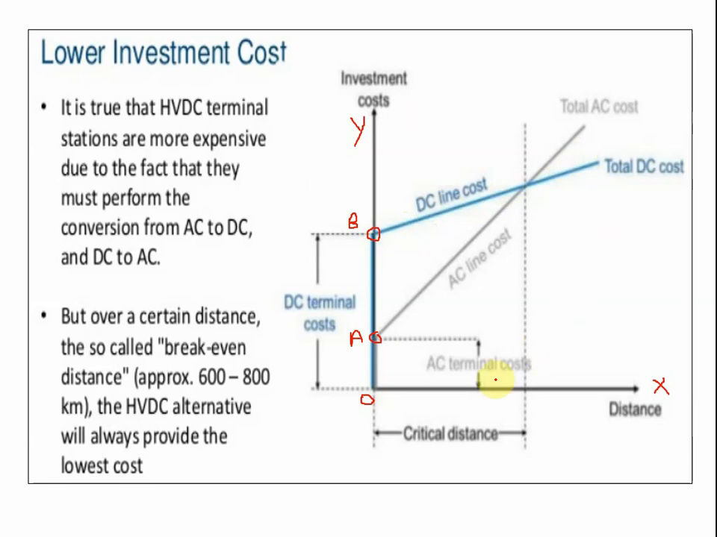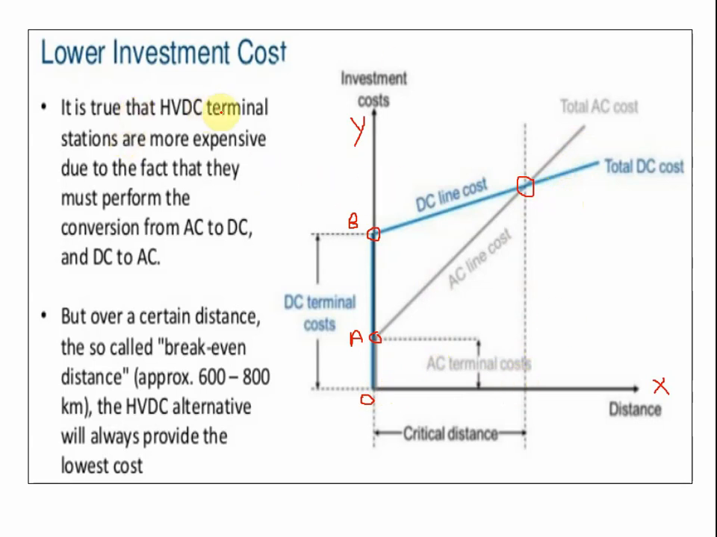So in the overall picture, you observe that DC line cost is less for longer distance, but AC line cost is higher for a longer distance. So there is one point from which we say that DC line cost is less as compared to AC line cost. This point is called the break-even distance point, and this distance is called the critical distance.